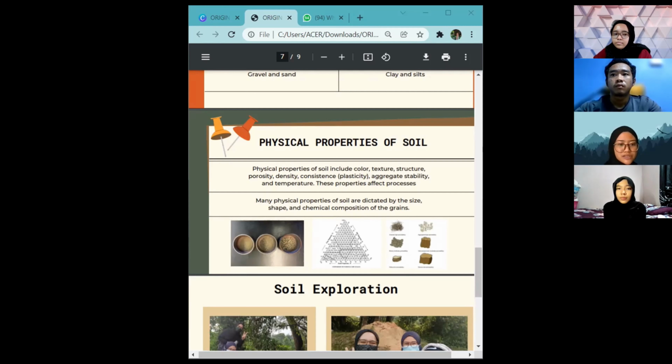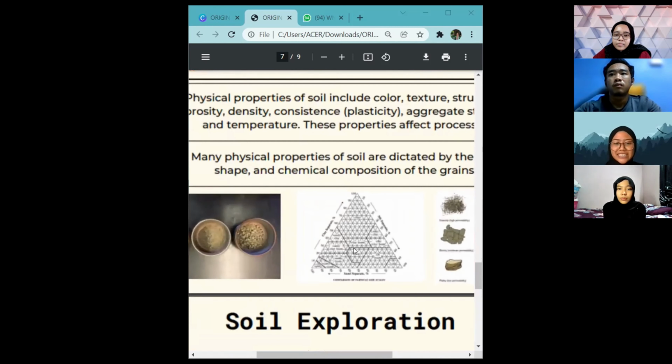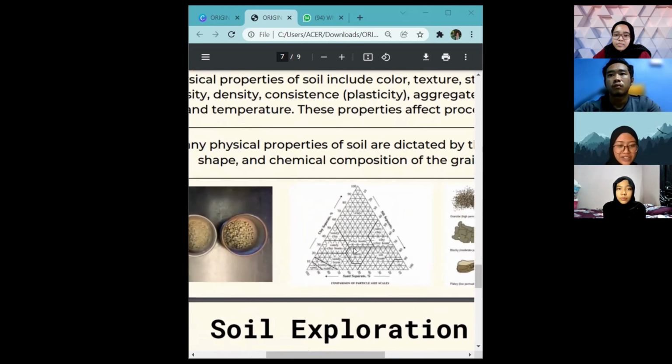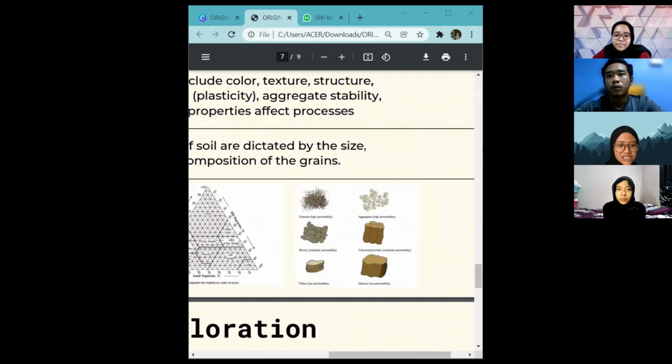There are 12 soil types based on the distribution of sand, silt, and clay. This one, the triangle. The adjacent image displays the soil texture triangle, which assigns soil type based on the distribution of sand, silt, and clay. Soil structure describes the arrangement and organization of soil particles in the soil and the tendency of individual soil particles to bind together in aggregates. So there are many characteristics of soil that affect soil processes.